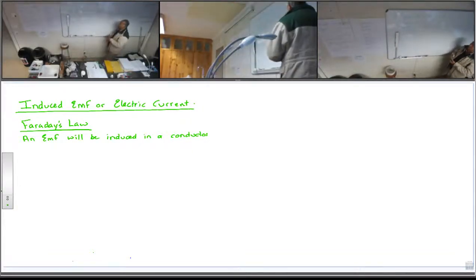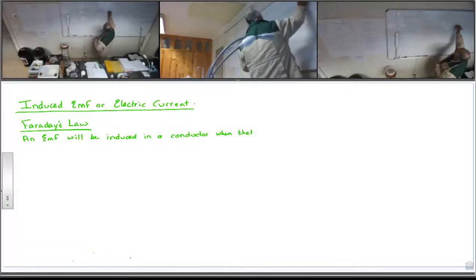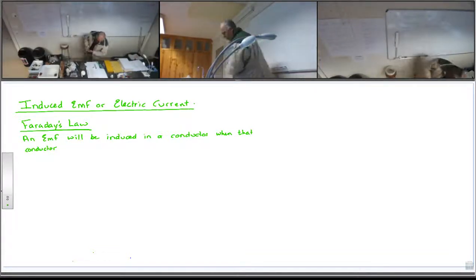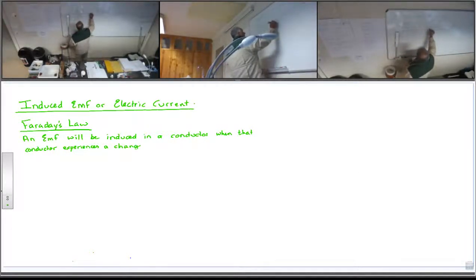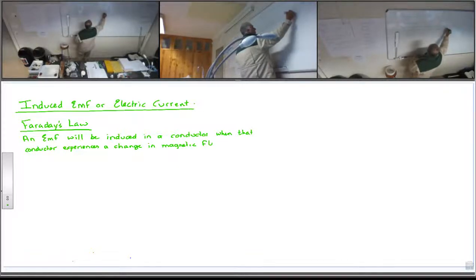An EMF will be induced in a conductor when that conductor, and let's just get the wording the same as your textbook, experiences a change in magnetic flux linked to the conductor.